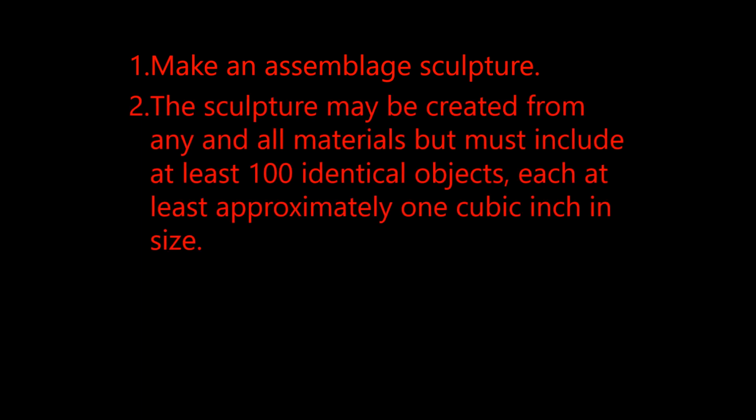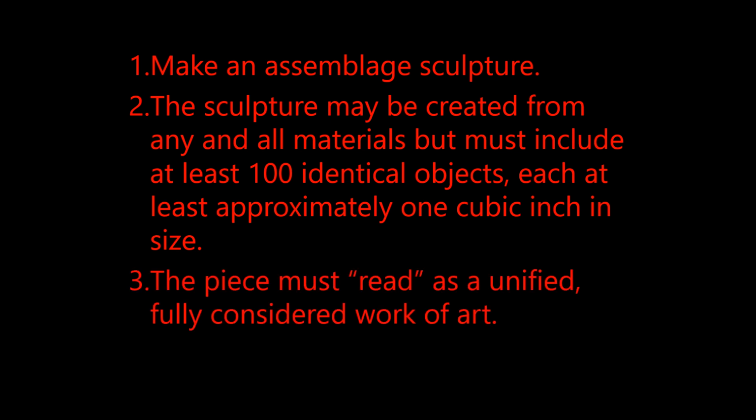Here's your assignment: to make an assemblage sculpture. So again, it's a sculpture that can be created from any materials and can use any method of assemblage and putting things together. But it must include at least 100 identical objects, each one at least approximately 1 cubic inch in size. Now it can be more than 100 and it can be larger than 1 cubic inch, but those are your basic parameters. And the piece must read as a unified, fully considered work of art.